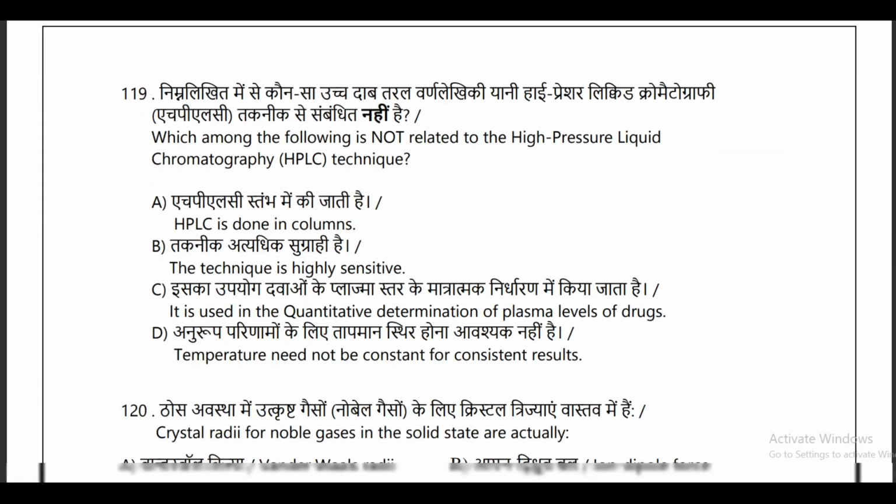In the next question, which among the following is not related to high pressure liquid chromatography HPLC technique? First, HPLC is done in a column, so this is a correct option. Second, this technique is highly sensitive, this is also a correct option. Third, it is used in quantitative determination of plasma level of drug. Yes, this is also correct.